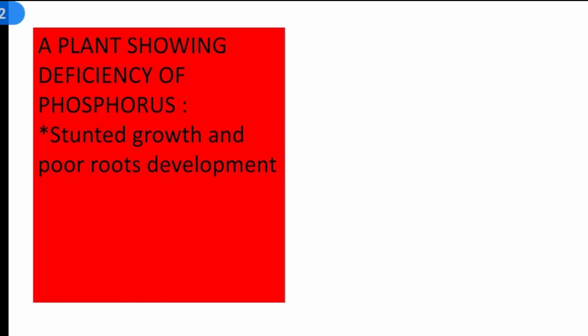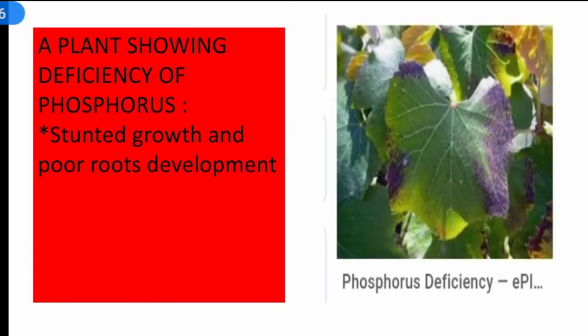Here I have a plant that is also deficient in phosphorus. Phosphorus is another important element that is needed in plants. But if you compare the leaves with what you have seen before, you can see that there's a change in the symptoms of the leaves here.